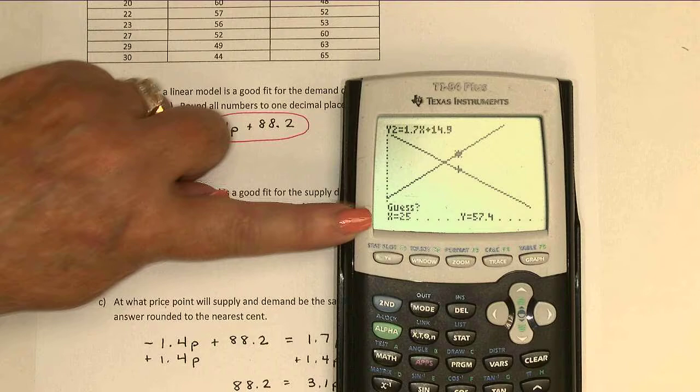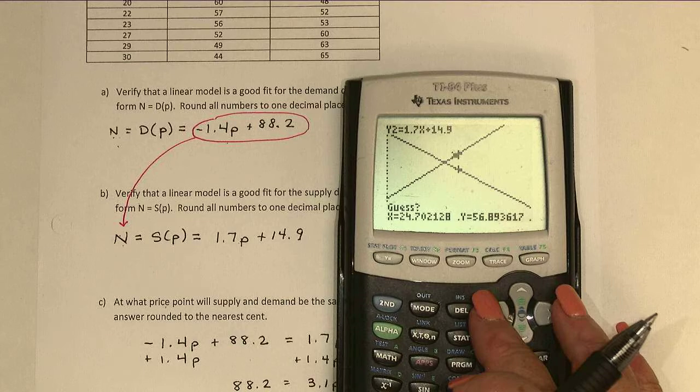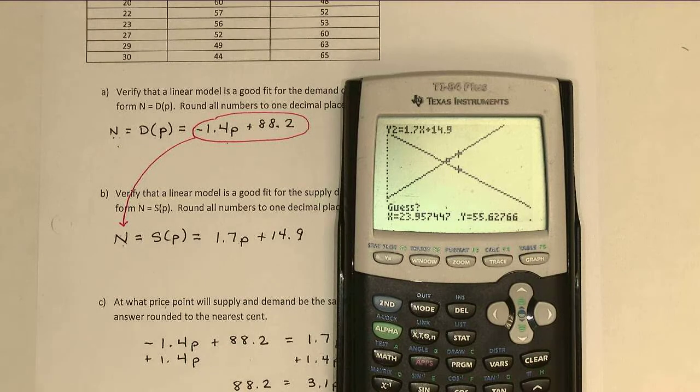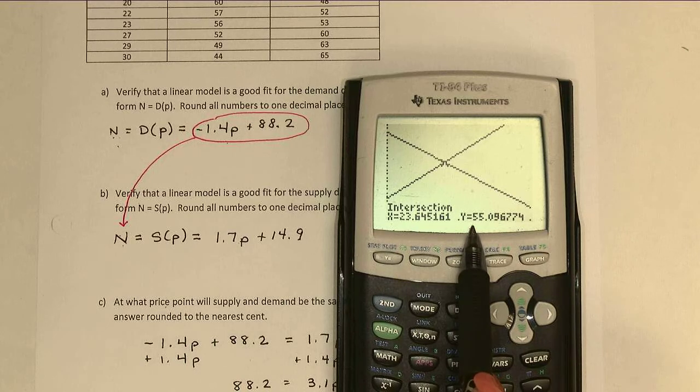And then it asks you for a guess. In fact, it's fine just to hit enter again, although if you want to, you can use the arrows to move your cursor a little bit closer to the actual intersection point and hit enter. And there we go. There's our X or P value, $23.65. And there's the N, the number of jeans, both supply and demand, are about 55 at that particular point.